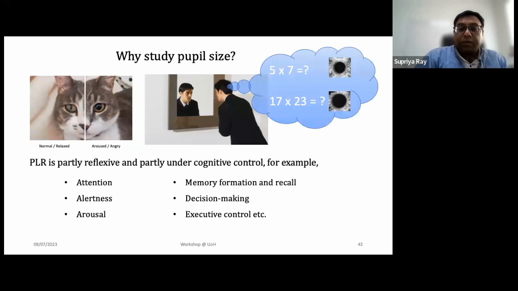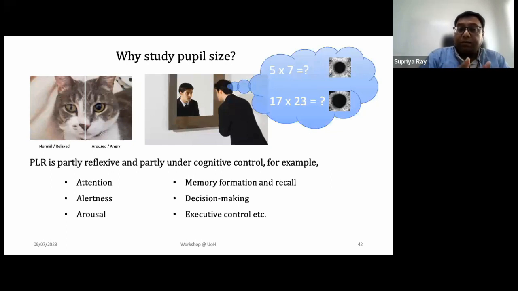Now, why do we study pupil size? Just looking at the pupil, you can figure out the mood of a person, even an animal. For example, the cat usually has a vertical slit pupil, but when it is angry, its pupil dilates and becomes circular. Now, the pupillary light response, or PLR, is partly reflexive and partly under cognitive control, like saccadic eye movement. And we can gain a lot of knowledge about attention, alertness, arousal, etc.